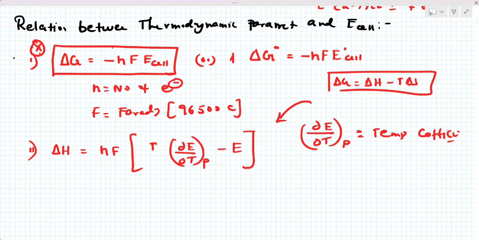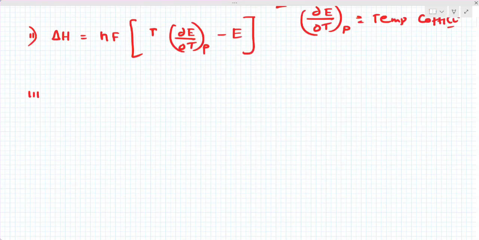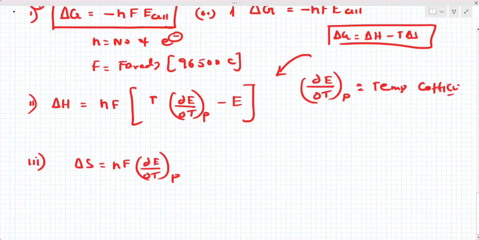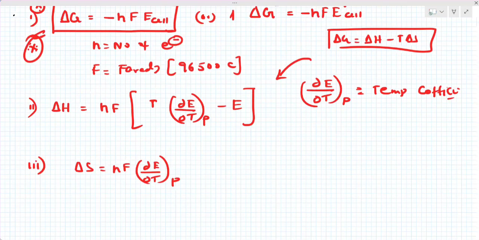Now, what about the delta S formula? Very important, please note. Delta S is the third one. Delta S is equal to nF into dou E by dou T at constant pressure. These three formulas are very important from the exam point of view, and delta G is equal to minus nFE. This formula is very important in our CUET exam. It can be asked for delta H also, and delta S also can be asked in the exam.